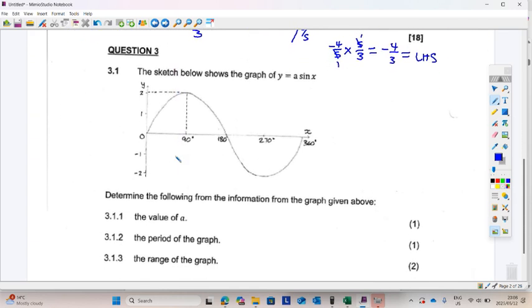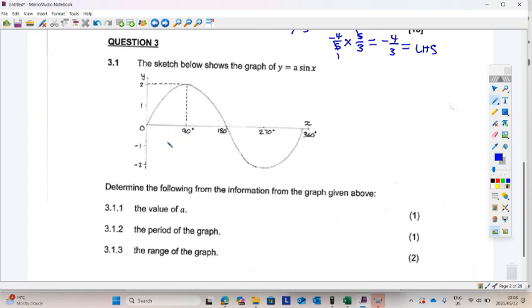And then question number 3, we are almost there. Question number 3, this is a few marks on the function of sin theta. The sketch below shows the graph of y is equal to a sin theta. This a here is your amplitude. It has two functions. It tells you how high and how low the graph is going. It also tells you whether it's a positive one or it's a negative one. It's like that with all the functions.